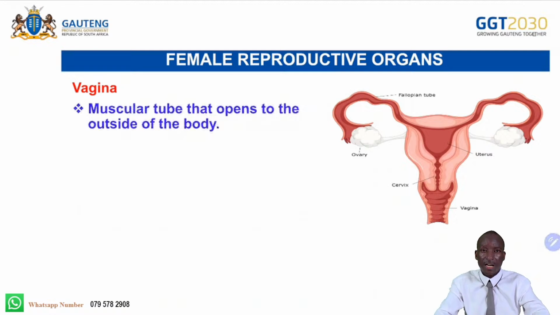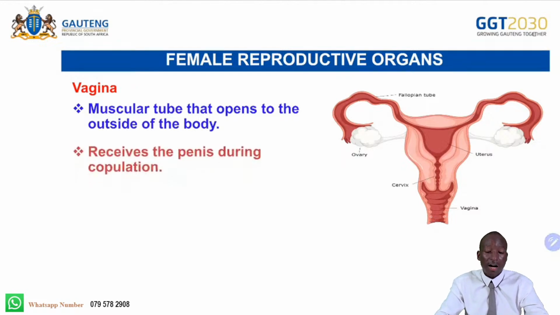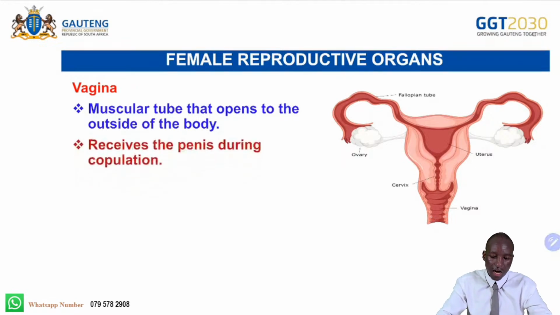Can you look at the vagina from the diagram shown there? There it is. That's the vagina. As you can see there, it opens to the outside of the female body. Let's find more about this organ.